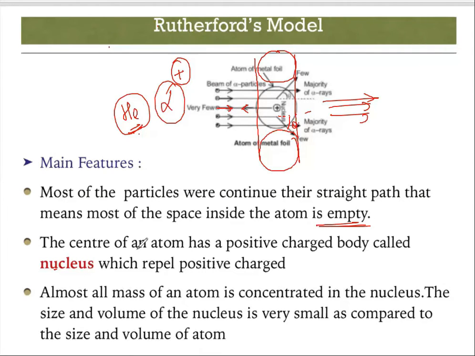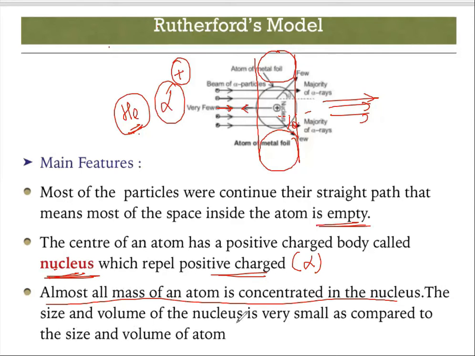The center of the atom has a positive charge body called the nucleus. So he said that the center from where the deflection occurs is called the nucleus, which repels the positive charge. Which is the positive charge? That is the alpha particle. Alpha particles are positively charged. Almost all the mass of an atom is concentrated in the nucleus. See, this one is a very important point. The mass of the atom is concentrated in the nucleus.